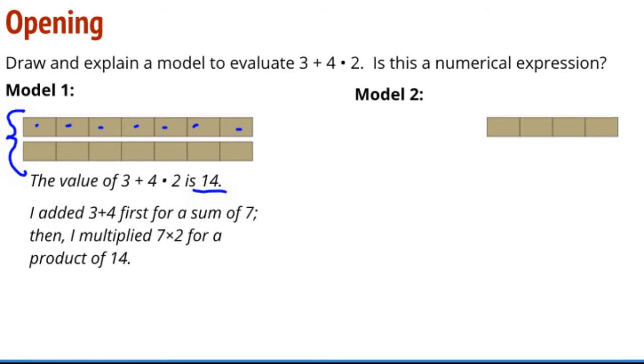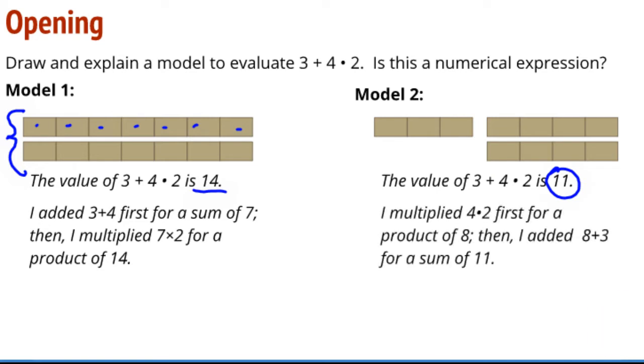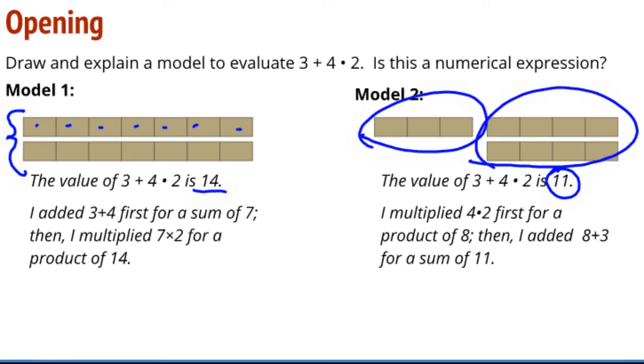Here's a different model. So here we've got the 4, and we've multiplied it by 2, and then we have added 3 more. So the value would be 11. So multiplied the 4 times 2 first, and then combined in the 3. So we had 8 plus 3 for a sum of 11.